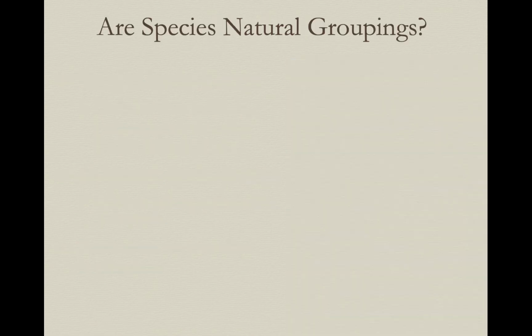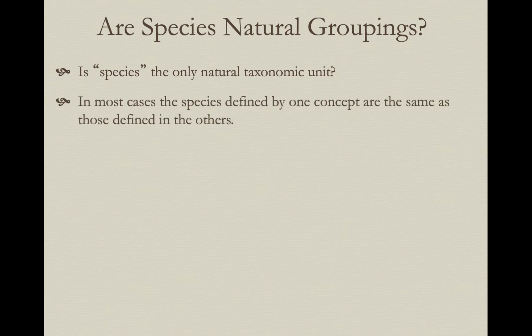So I started this discussion by saying that species are natural groupings. So is a species the only natural taxonomic unit, or is it natural? Well, in most cases, the species defined by one concept are also the species defined by another.